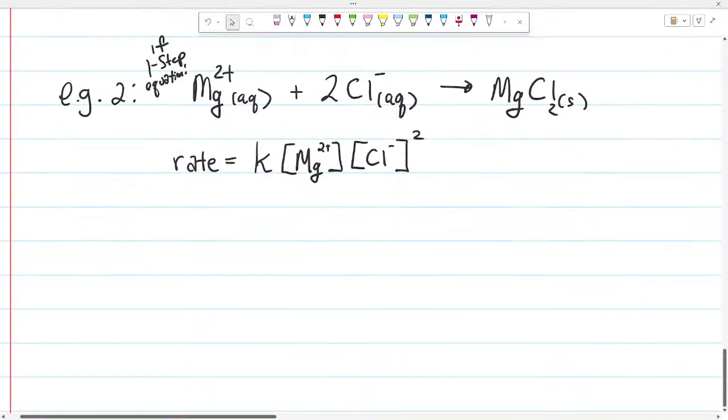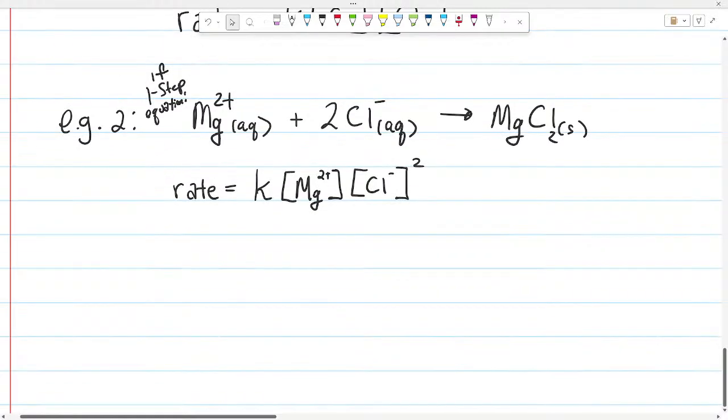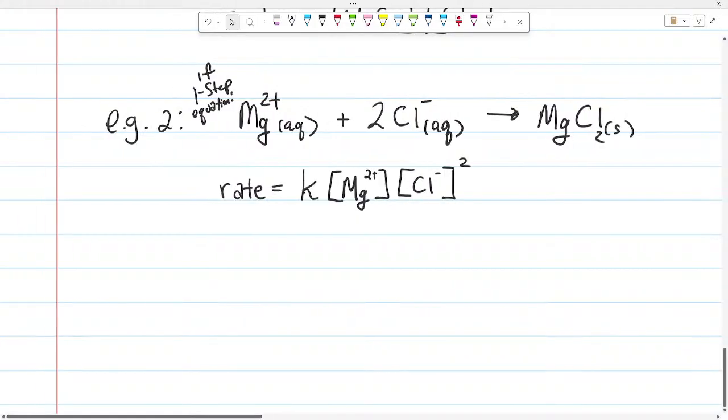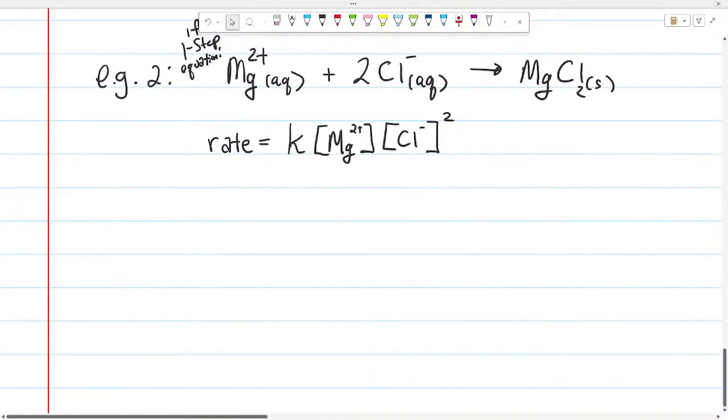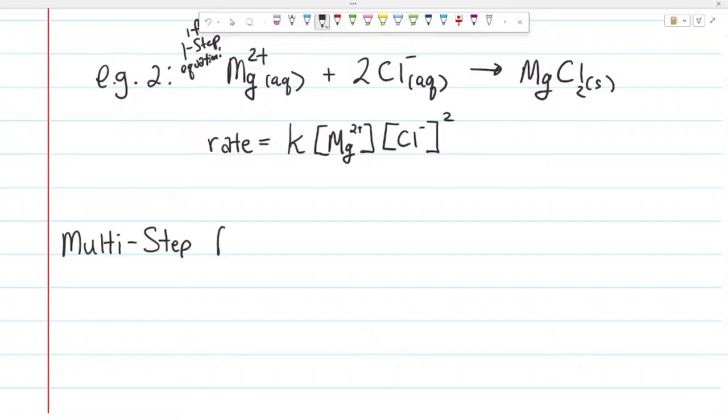Here's where it gets ugly. I want you to imagine, all right? We're going to step away from this for a minute. Let's say we're going to do multi-step rate laws. Okay, and we're going to start with an analogy.